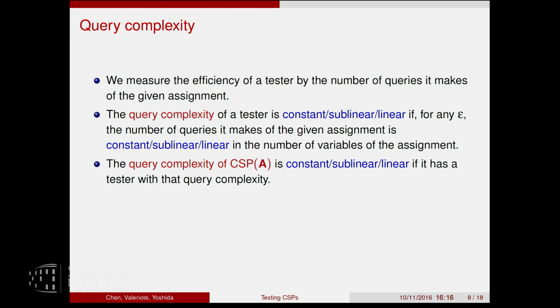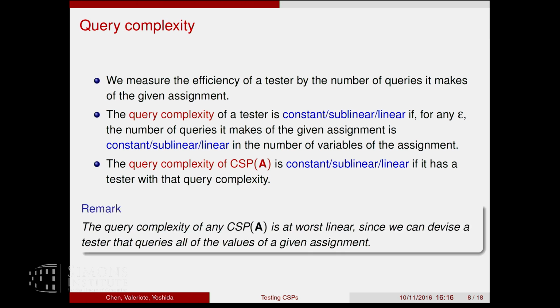And so we'll call the query complexity of CSP of A constant, sublinear, or linear if it has a tester with that particular query complexity. Yeah, again, in the worst case, it's always going to be linear, right? Because if you see the whole thing, then you can get your answer out.